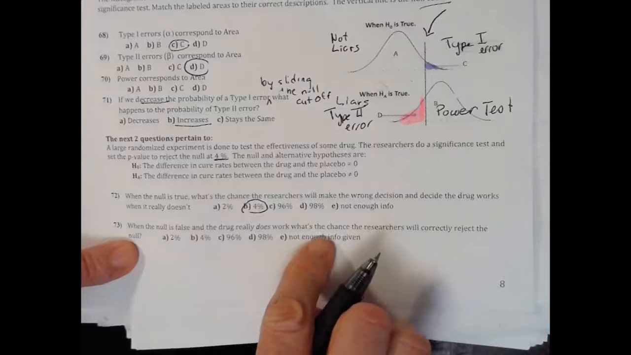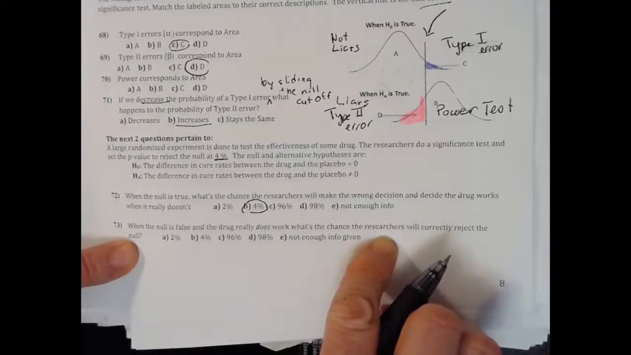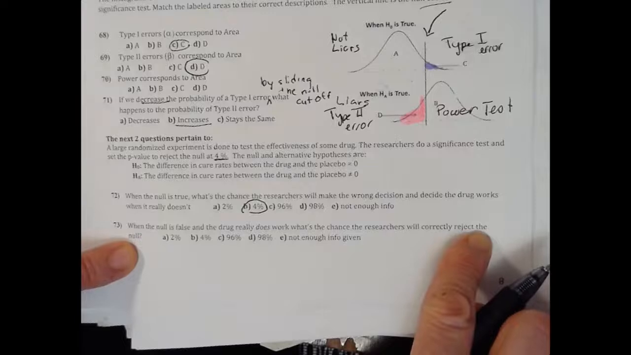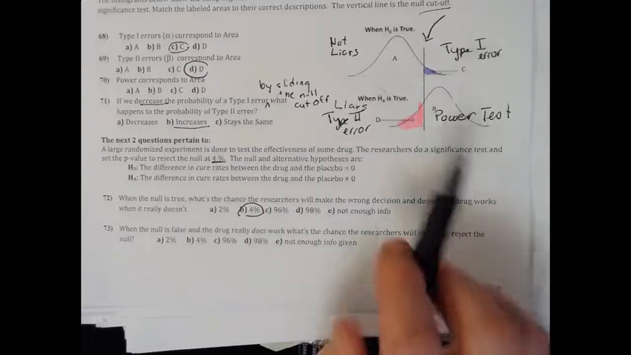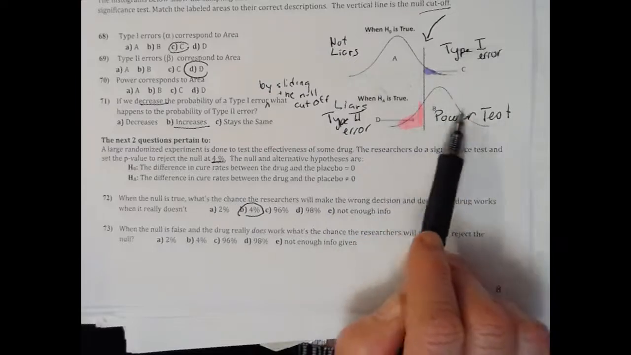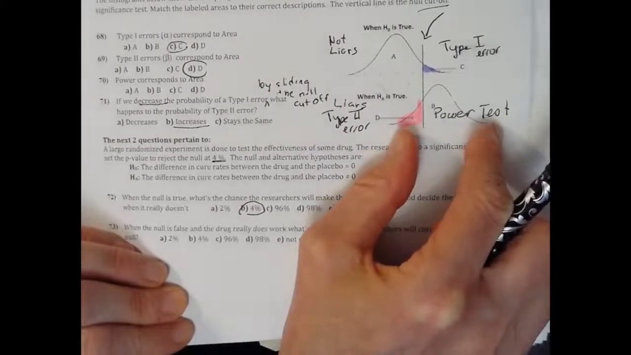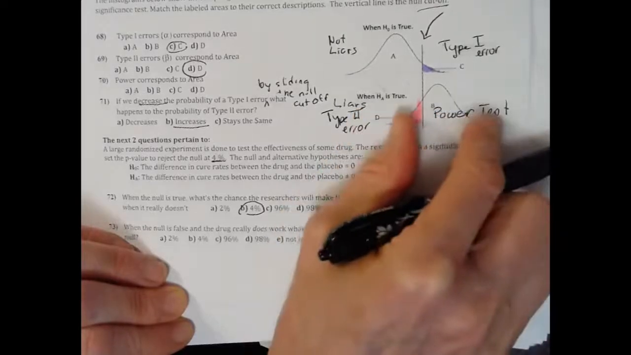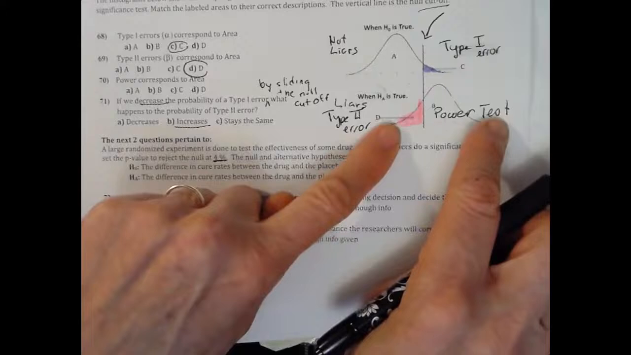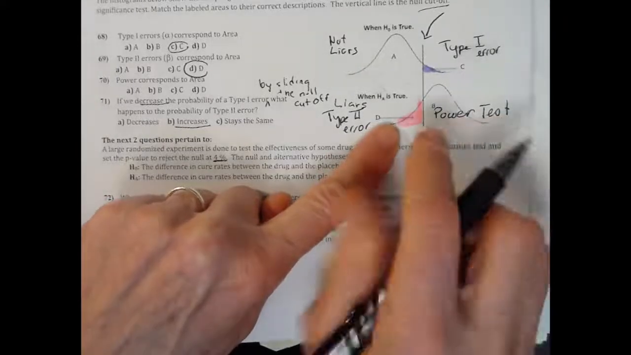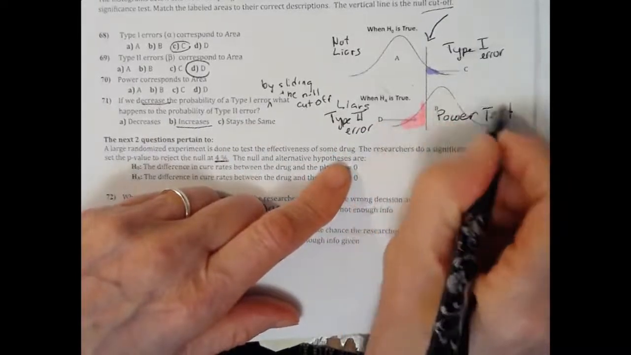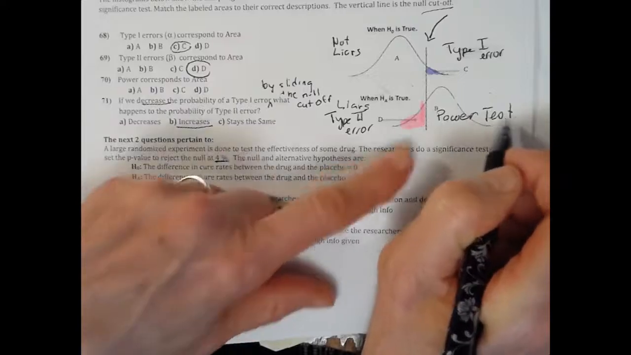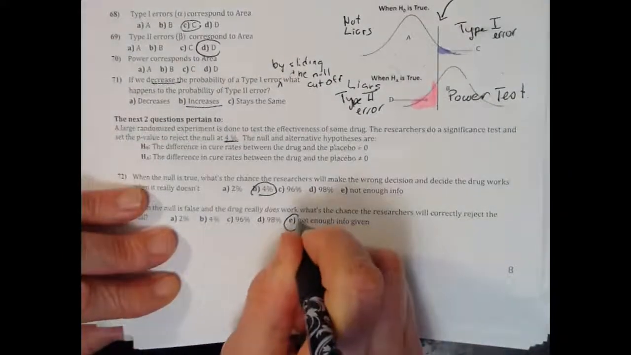But how about when the null is false and the drug really does work? What's the chance the researchers will correctly reject the null? Well, we really don't know because we haven't been given that information. We don't know what the alternative is. You don't know where this is located. It could be way up here, in which case it would be very high powered. It could be way down here. We don't know. So we weren't given enough information.